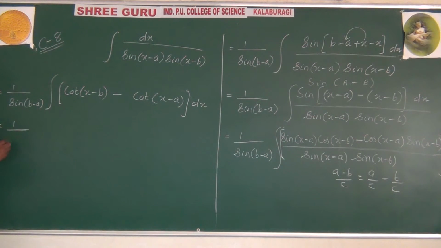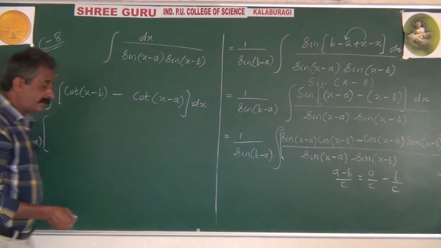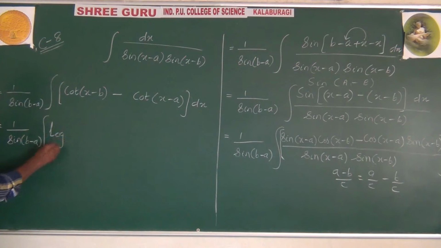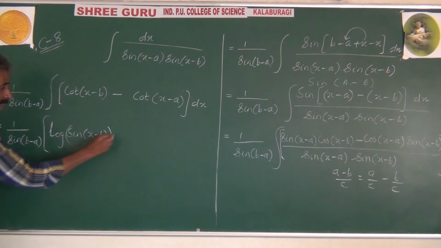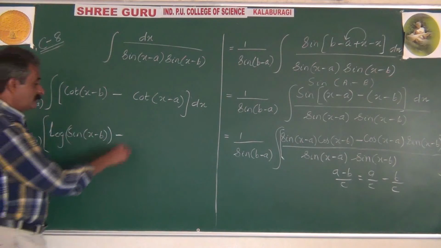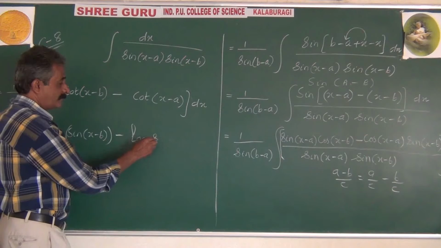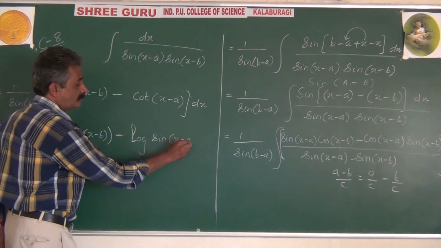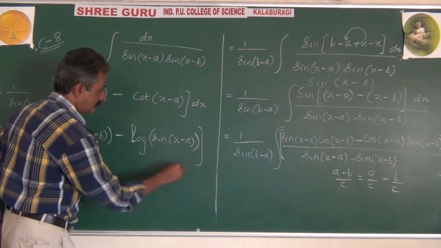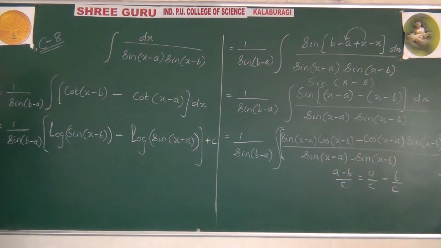And lastly, 1 by sin b minus a, bracket. We can apply the integration formula directly. What is the integration of the cot function? Log of sine function, meaning log of sine of x minus b. Similarly, integration of cot function, log of sine function, meaning log of sine of x minus a, modulus understood, plus constant. That's the answer. If you want one more step, you can extend.